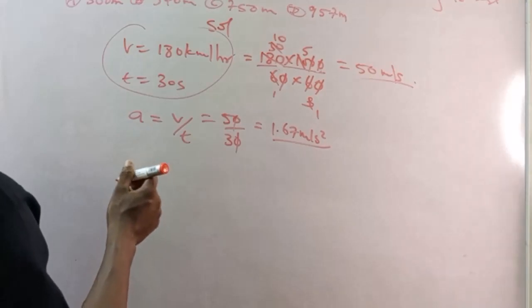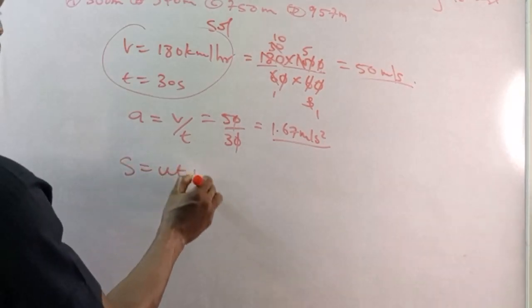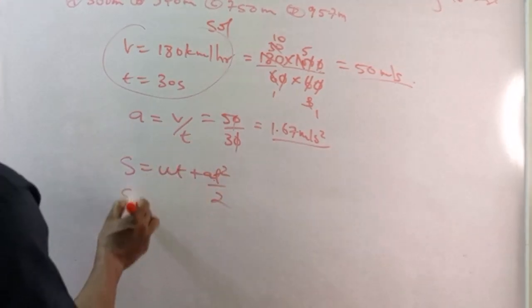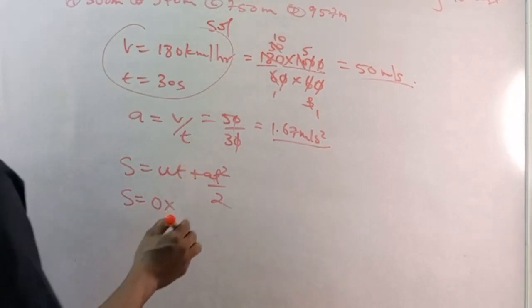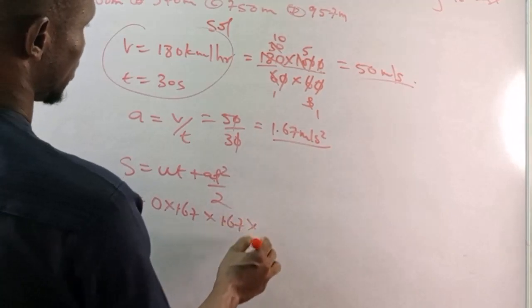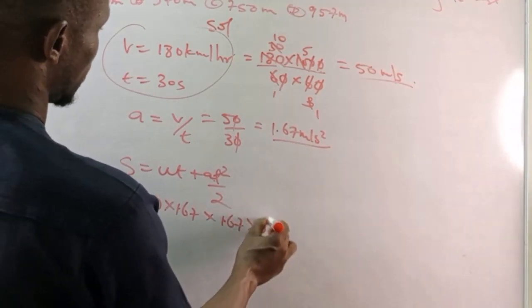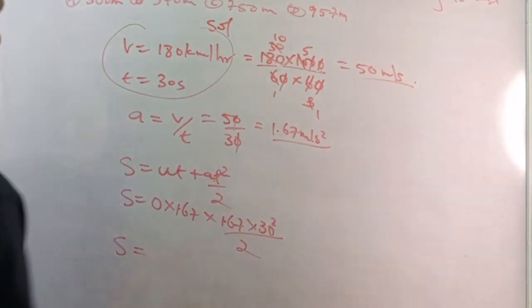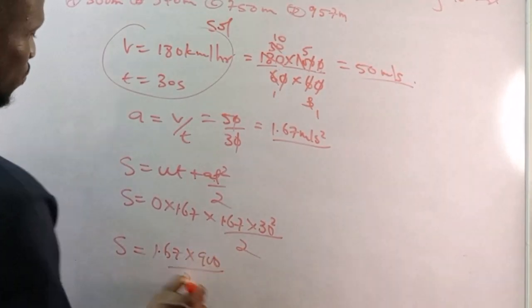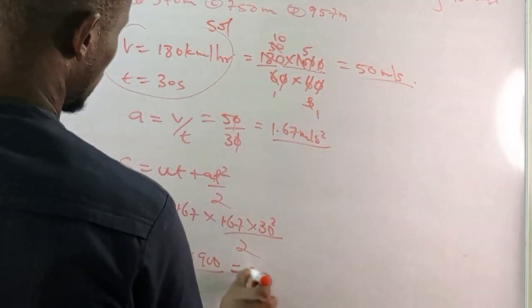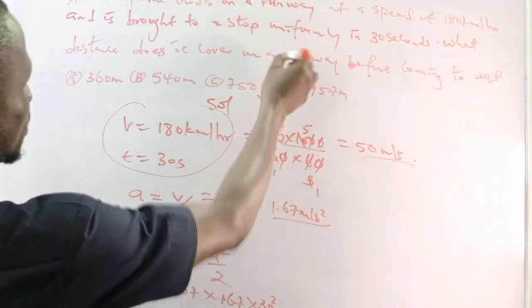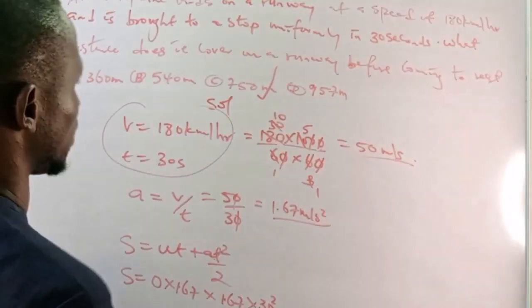So they're asking us for the distance covered. S is equal to ut plus at squared over 2. We have used the velocity to find our acceleration. So S is equal to 0 times t, plus 1.67 (the acceleration) times t, which is 30, squared over 2. So S is equal to 1.67 times 900 over 2, which is equal to 751.5. So what is the closest meter here? 750 meters. That is the answer.